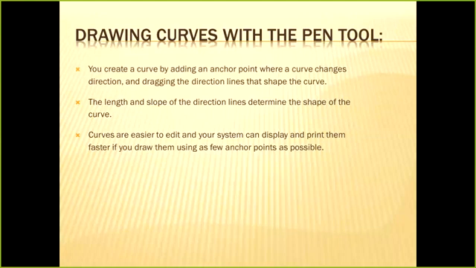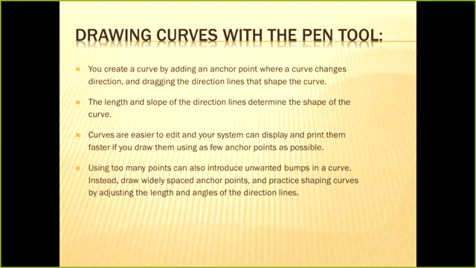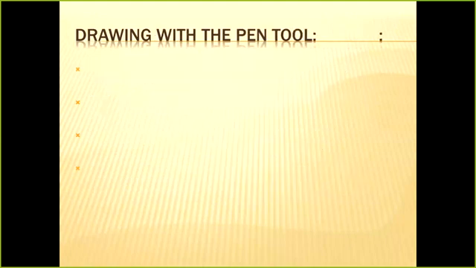When we do the exercises, you're going to see how to create things like a circle, a star, and it'll show you the proper way to do it. And basically it is by using only as many anchor points as you ultimately need. Using too many anchor points can also introduce unwanted bumps into a curve. Instead, draw widely spaced anchor points and practice shaping curves by adjusting the length and angles of the direction lines.